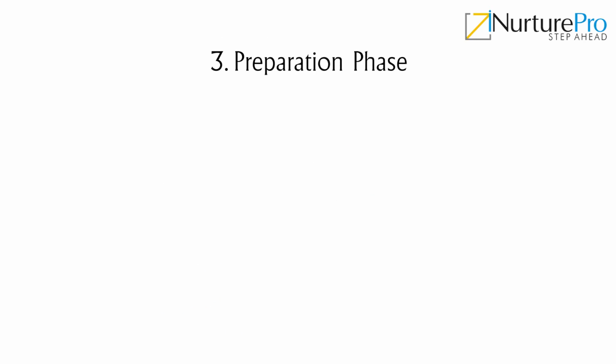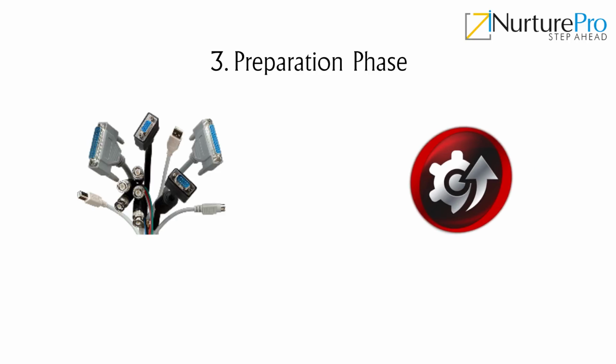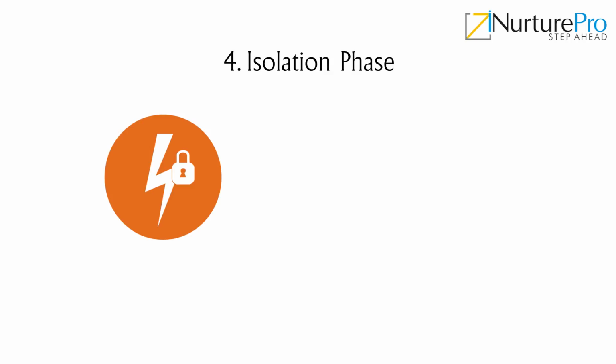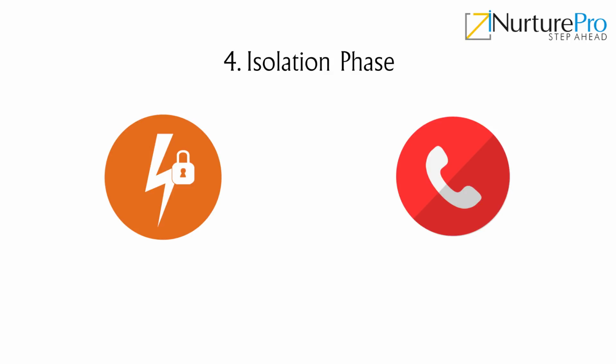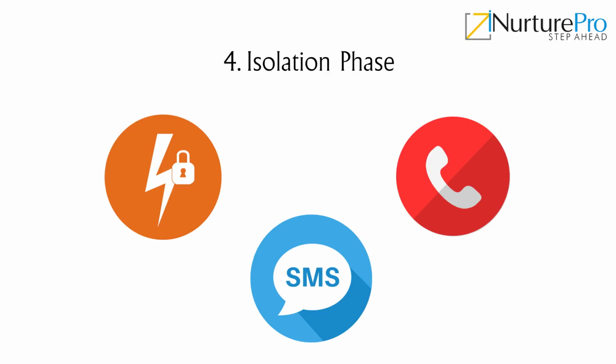The third phase is the preparation phase. Here, the examiner should be ready with the appropriate tools that are needed for the examination. It includes the necessary equipment like cables, software, drivers, etc. Next, the isolation phase. In this phase, the mobile phone should be isolated to prevent the addition of new data, incoming calls, text messages, and possible destruction from remote access.